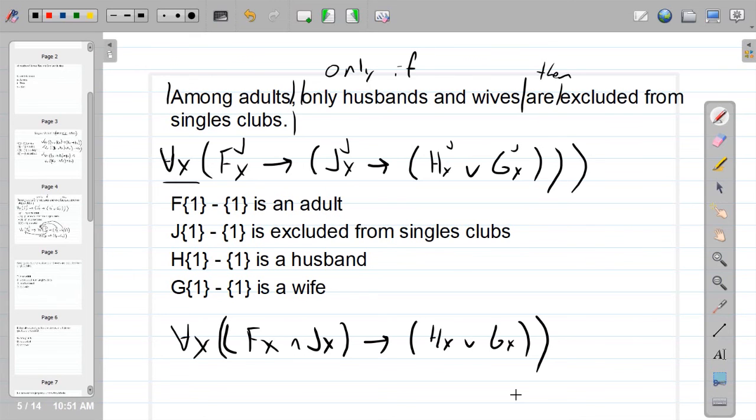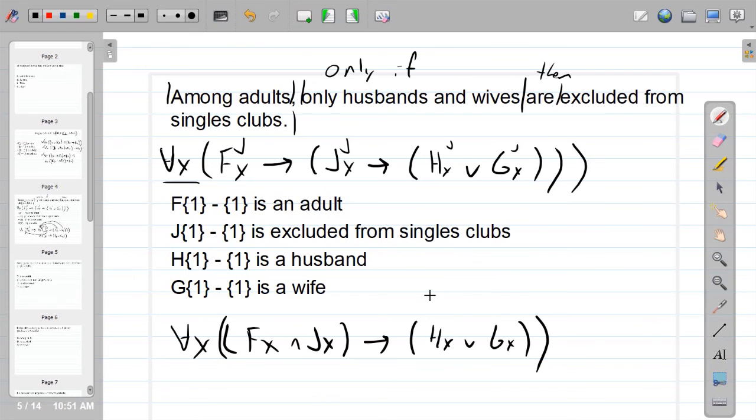Since only husbands and wives are excluded, can you say if you're not a husband or wife, then you're not excluded? Would that be equivalent? Yeah. So how would you write that out?